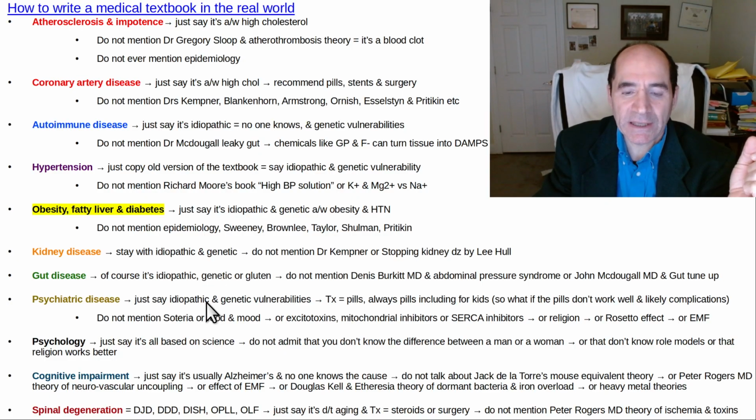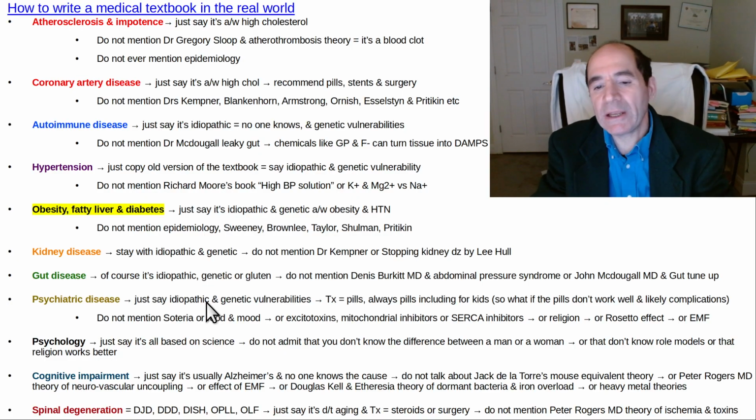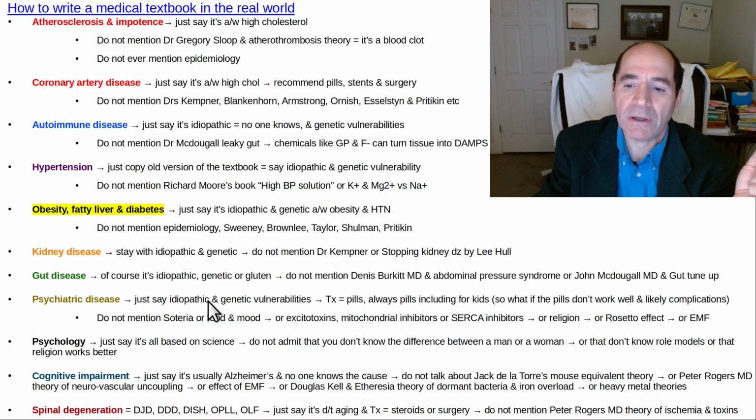Medical school in the United States is a joke. It's basically training in drug dealing. It's an embarrassment. When you start knowing something about medicine, really study a little bit of epidemiology, nutrition, and toxicology, you're embarrassed of these books. They're just a disgrace. Okay, psychiatric disease.